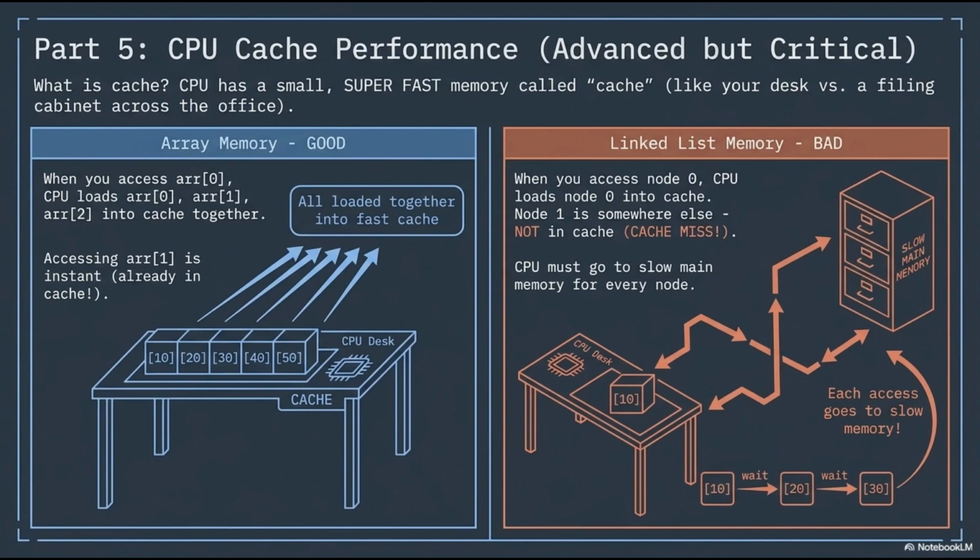Linked lists, however, they're a nightmare for the cache. Because the nodes are scattered randomly in memory, the CPU grabs node 1, puts it on the desk, reads the pointer, and realizes, uh-oh, node 2 isn't on the desk. This is a brutal cache miss. The CPU literally has to walk all the way back to the slow filing cabinet for every single node.